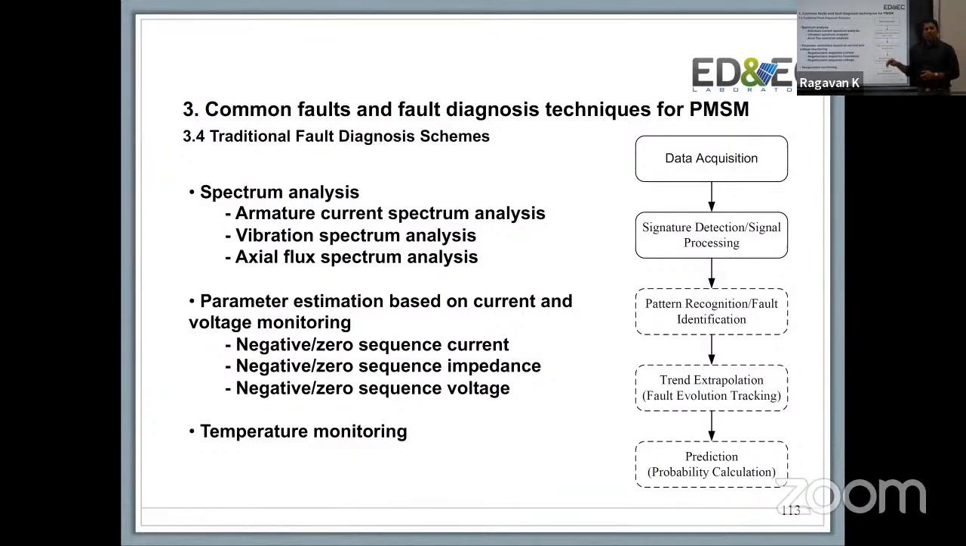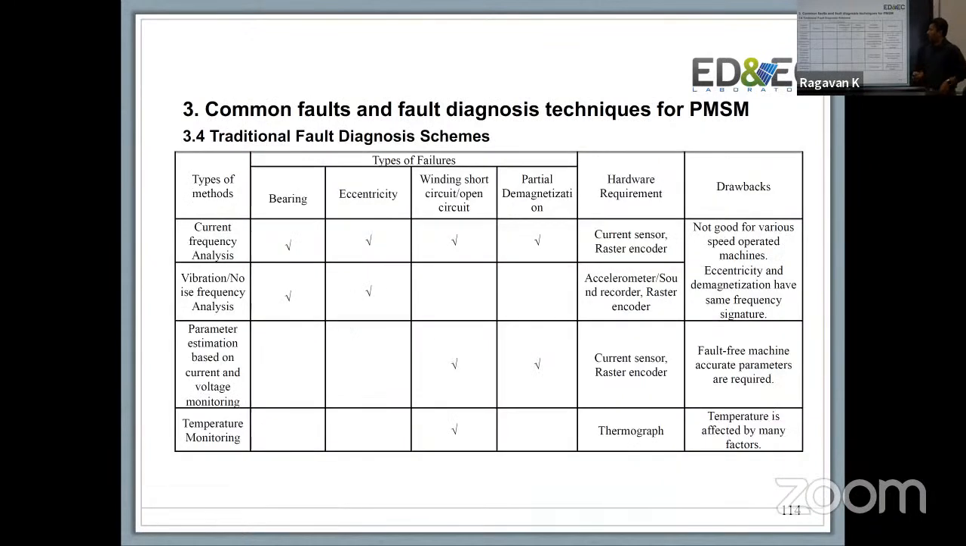The sequence of actions that you would follow is you acquire data, you identify the signature, and then, these are the steps that you typically follow: you have a pattern recognition, extrapolate the trend, and then predict the failure. So the idea is you start off with the known components, gather all the information you have available, and create basically a definition of what a healthy machine looks like. Any deviation from that is seen as a signature. It's seen as an indicator of a fault that exists somewhere in the motor.